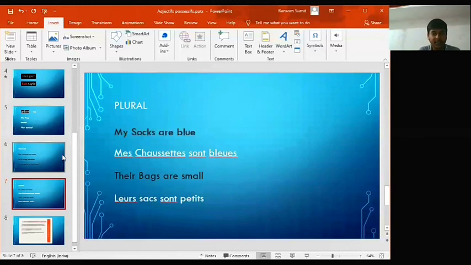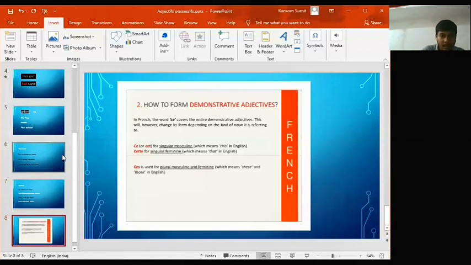Now the spelling of cette would be C-E-T-T-E for singular feminine. Similarly, for a noun which has a vowel as the first letter, it would be cet. The spelling would be C-E-T. Now if we are talking about plural persons or plural things, it's going to be ces. The spelling would be C-E-S. Now let's take some examples.